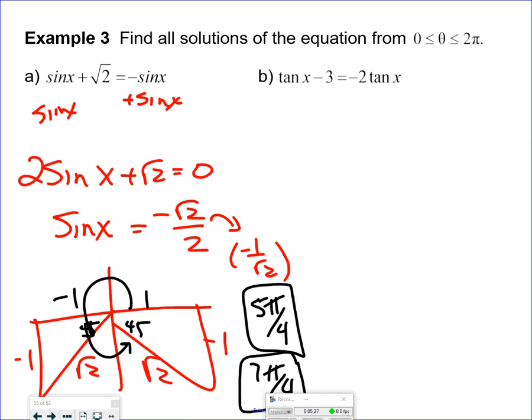Getting the tangents on the same side, I'm going to add 2 tangent to both sides, which gives me 3 tangent.